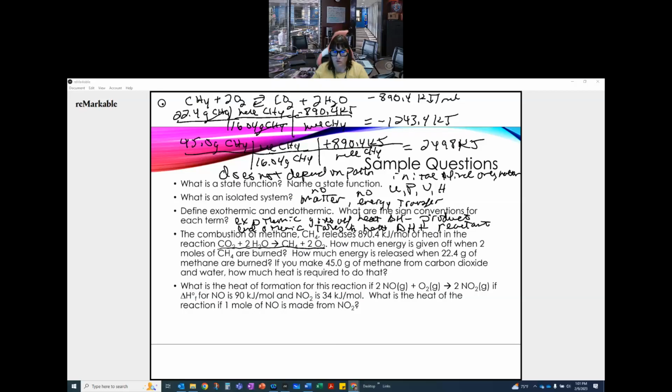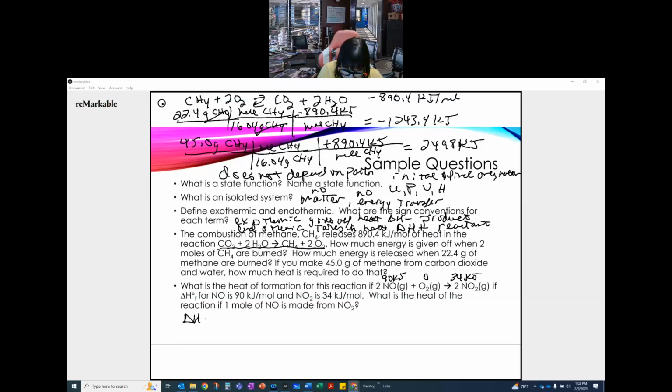What is the heat of formation for this reaction if 2NO gas plus O2 goes to 2NO2, if delta H for NO is 90 kilojoules per mole and NO2 is 34 kilojoules per mole? Okay, what is the heat of reaction if 1 mole of NO is made from NO2? Okay, so I want to know what's the heat of formation for this thing if the delta H for NO is 90 kilojoules, and for NO2 is 34 kilojoules. So I'm going to write that right here. 34 kilojoules there. This one here is 90 kilojoules. And of course, O2 is 0, because that's how it appears in nature.